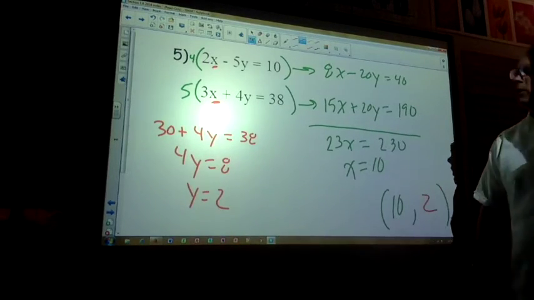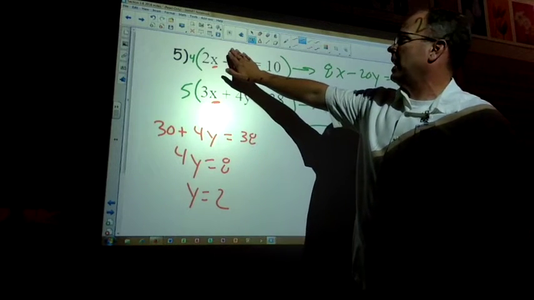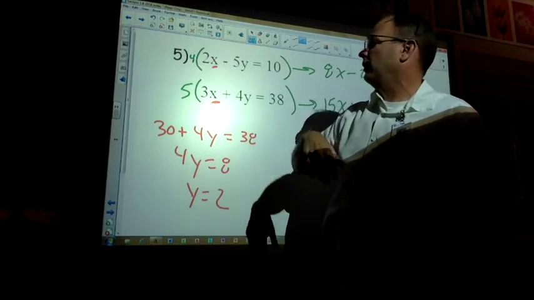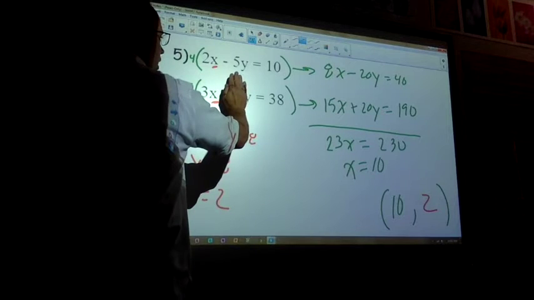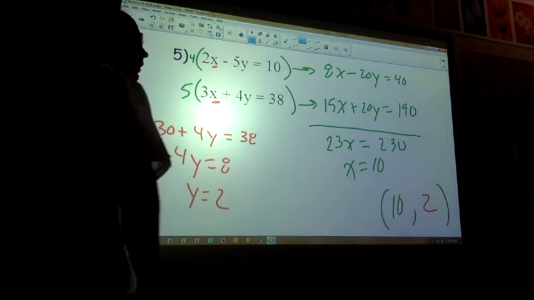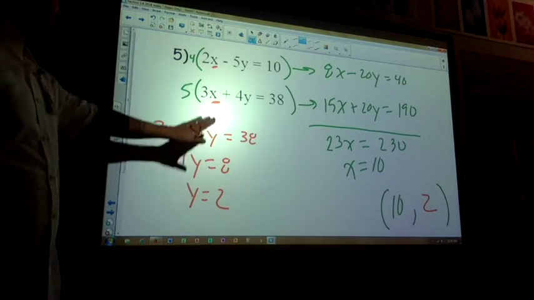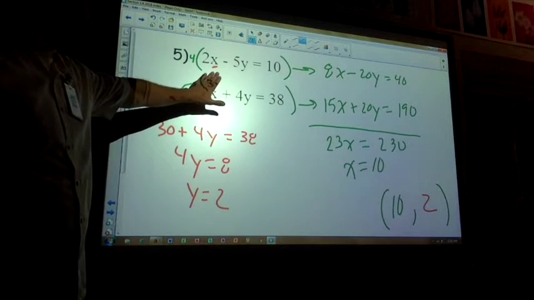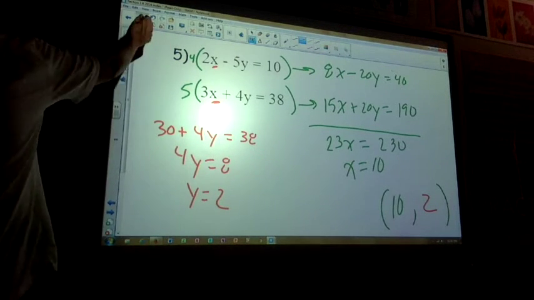Would this have been a good one to use the cover method to graph? Well, sure, here, this would have crossed the x-axis at 5, y-axis at negative 2. That would have been great to graph. But then it crosses the x-axis at 38 over 3, which is 12 and 2/3. And then here, 38 over 4, which is 19 over 2, which is 9.5? So, the cover method would have been the best way to use. All right, so 10 comma 2.